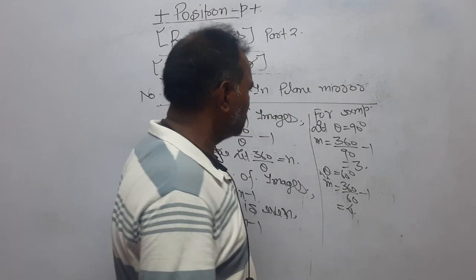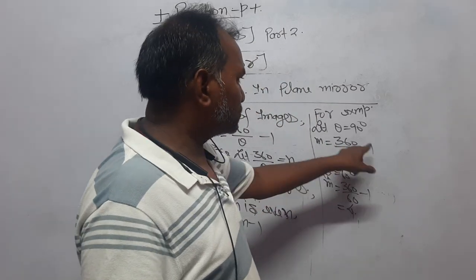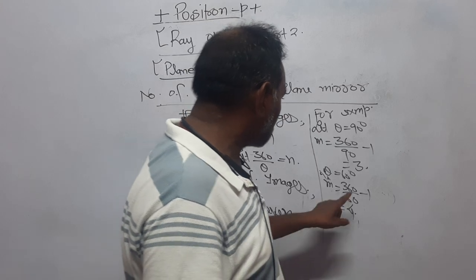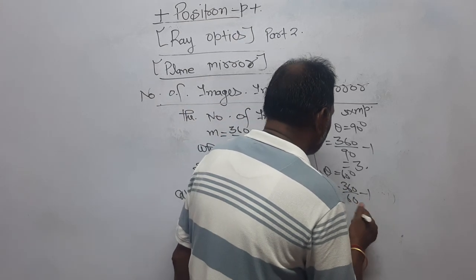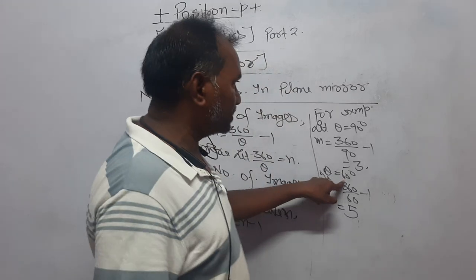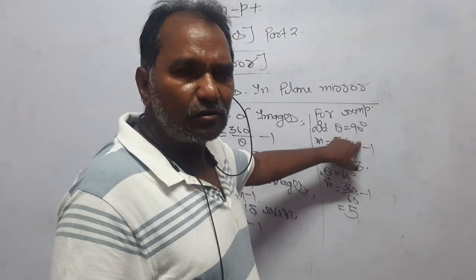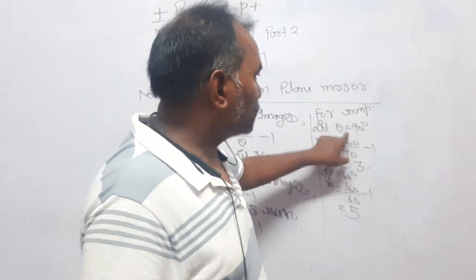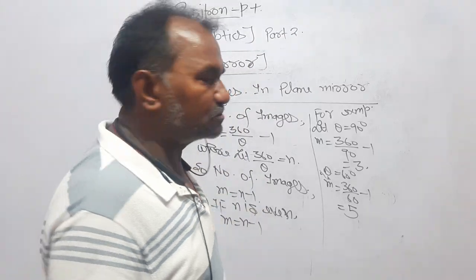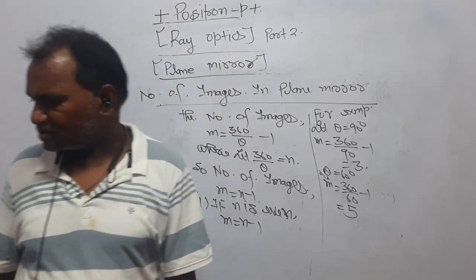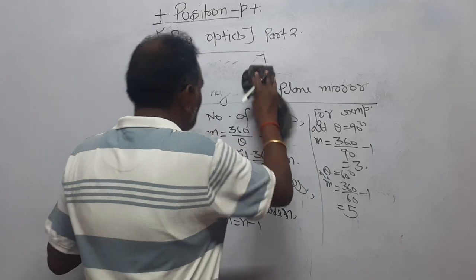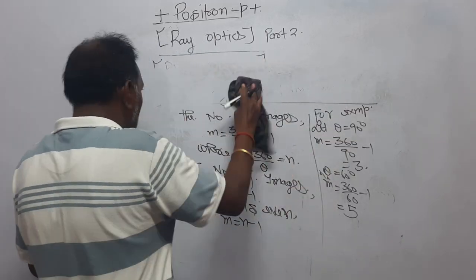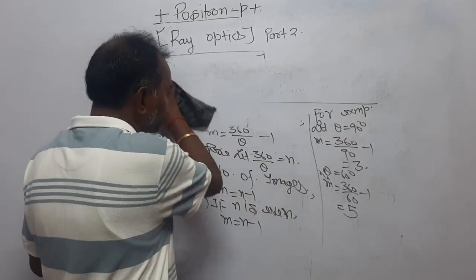If theta equals 30 degrees, that is 360 over 30 is 12, minus 1, that is 11 images will be made. Now dear students, what happens in the rest of the cases? I am writing the rest of the part here.